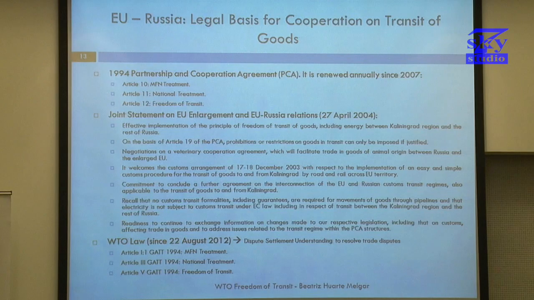In fact, one of the objectives established in Article 1 of the PCA is to create the necessary conditions for the future establishment of a free trade area between the community and Russia, covering substantially all trade in goods between them. Therefore, the PCA regulates transit of goods respecting the principle of non-discrimination and on the basis of the WTO freedom of transit.